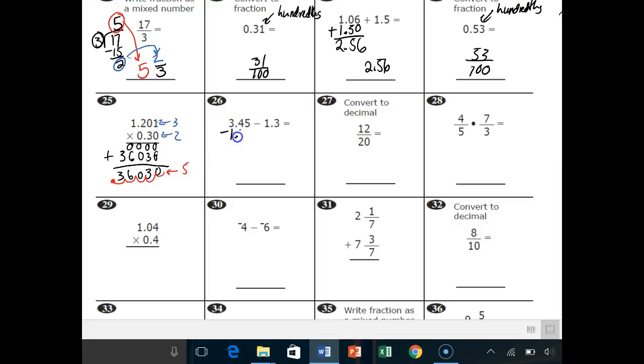Number 26, just make sure you line it up. So minus 1.3 and then put a 0 right there. 5 minus 0 is 5. 4 minus 3 is 1. Decimal, 3 minus 2 is 2. No borrowing in that case. All the numbers on the bottom are smaller than the numbers on the top.